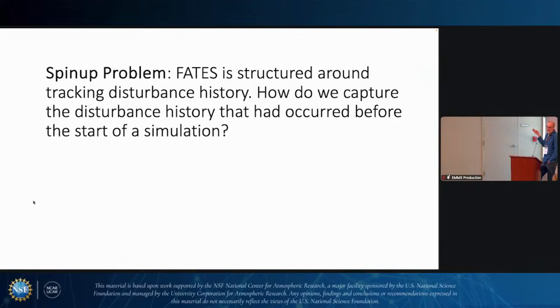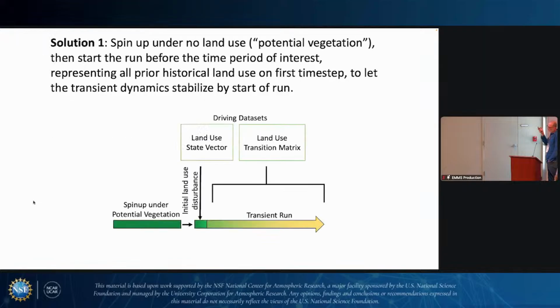How do we capture the disturbance history that had occurred before the start of the simulation? What we've been working on are two separate approaches for how to deal with this. One is that you spin up the land model with no land use change at all. So you just assume everything's primary land. There's no anthropogenic influence at all. And then, at some point in the model simulation, you apply all of the prior disturbance that's required to get you to the land use state at the time of starting.